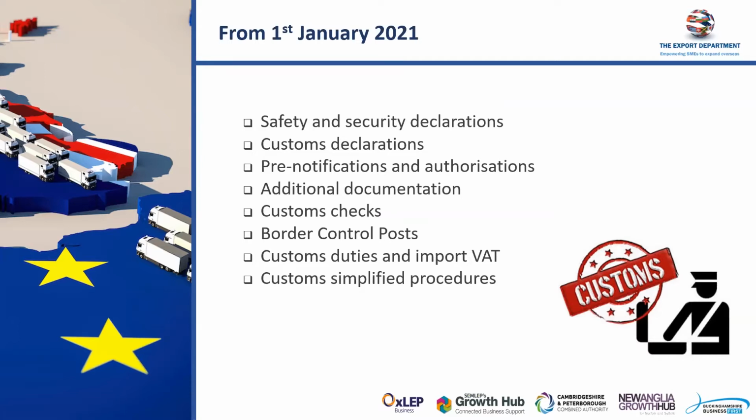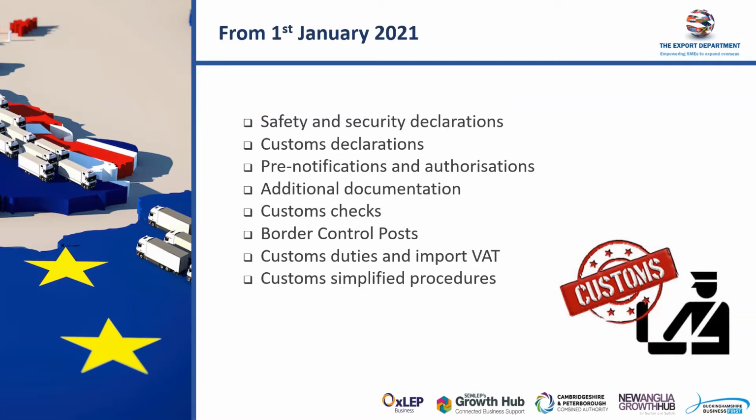Then customs declarations, we know that they're going to be mandatory. We know that we're going to be using the C88 to file our import and export declarations. And we're going to talk through a little bit later on about the core data that goes into those declarations. We know that pre-notifications and authorizations are going to be increasingly relevant. So there are certain commodities or products that are going to require those pre-notifications and authorizations.